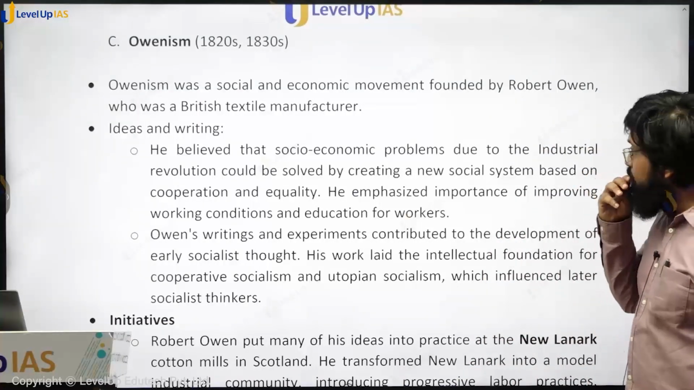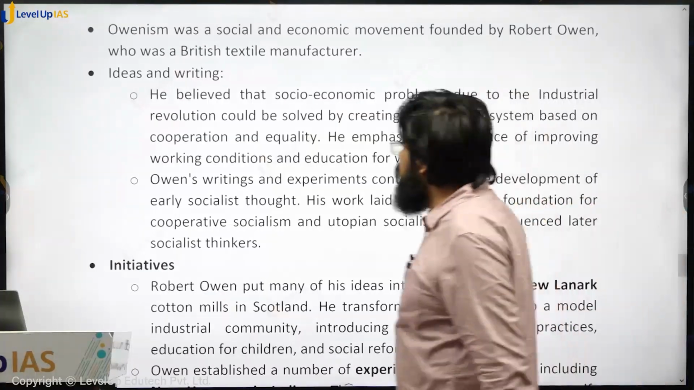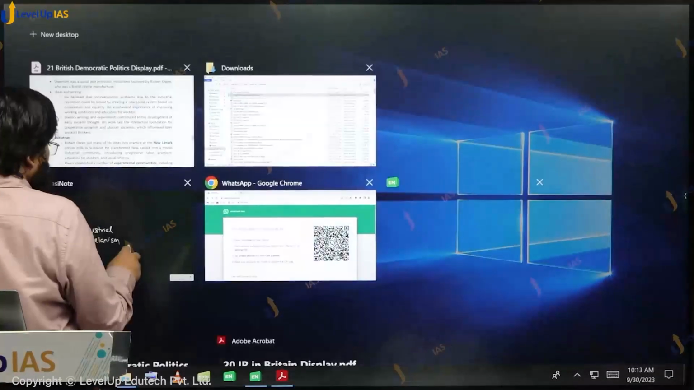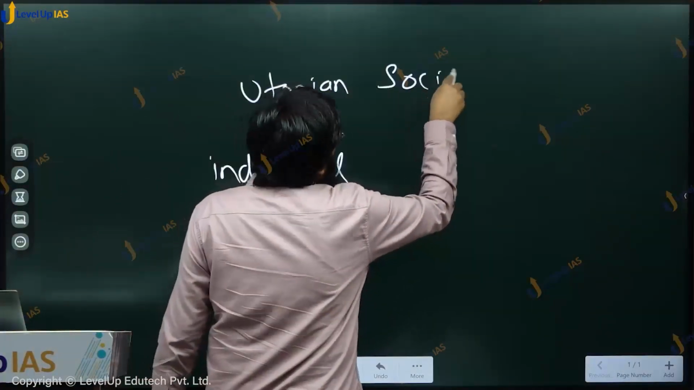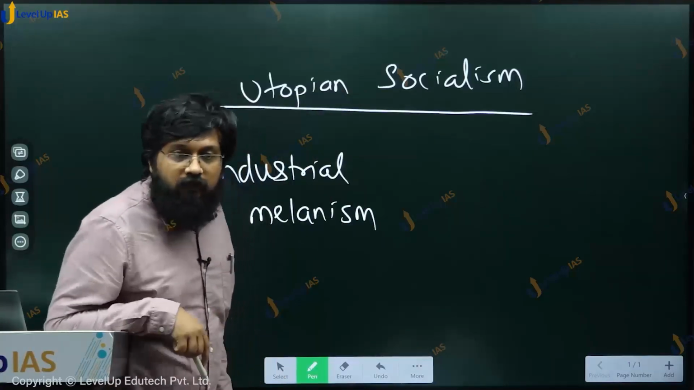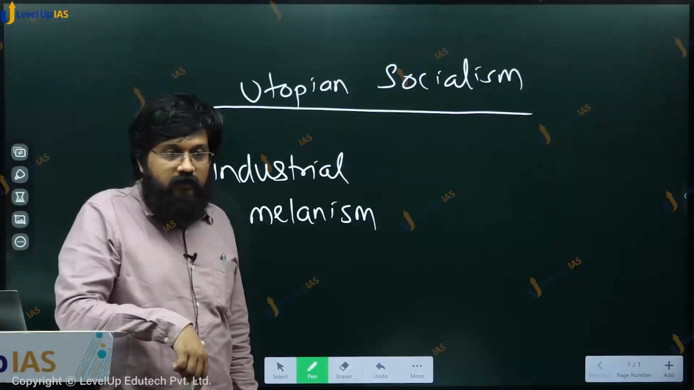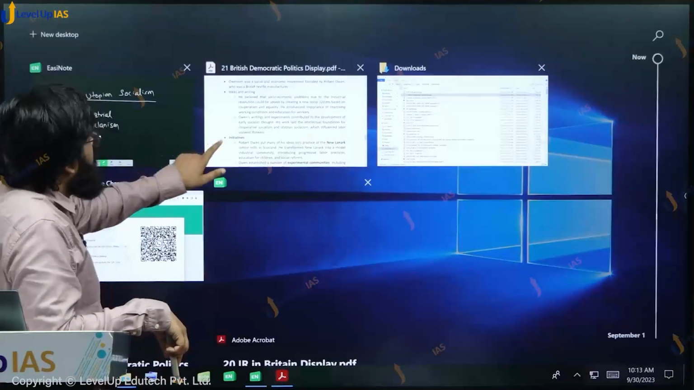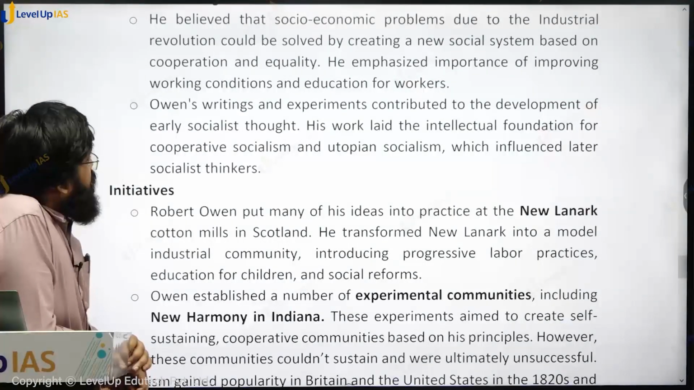He emphasized importance of improving the working conditions and education of workers. His writing and experiments contributed to the development of early socialist thought called utopian socialism. Utopian socialism, let me write the word for you. We have this topic in your syllabus also, where we see at least 3 important utopian socialists in detail, and their work and their ideas and why they failed, what were the limitations, and they compare and contrast those with ideas of Marx and Engels. So one of those 3 was Robert Owen, utopian socialist. His work laid the intellectual foundation for cooperative socialism and utopian socialism, which influenced later thinkers.